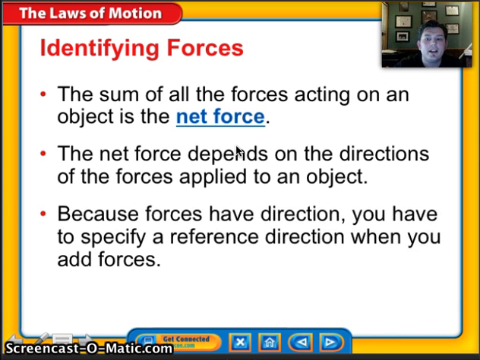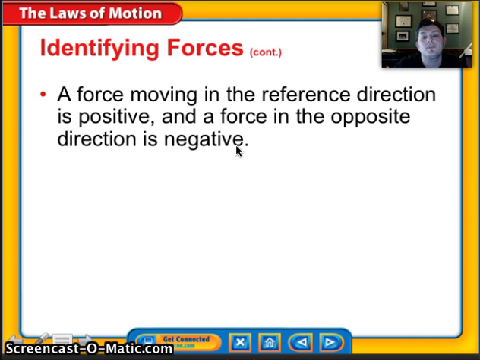Now, because forces have a direction, you have to specify the reference direction when you add forces. Is it to the left? Is it to the right? Is it up or down? Gravity pulls you down, so the force is pulling downward. A force moving in the reference direction is positive, and a force in the opposite direction is negative.